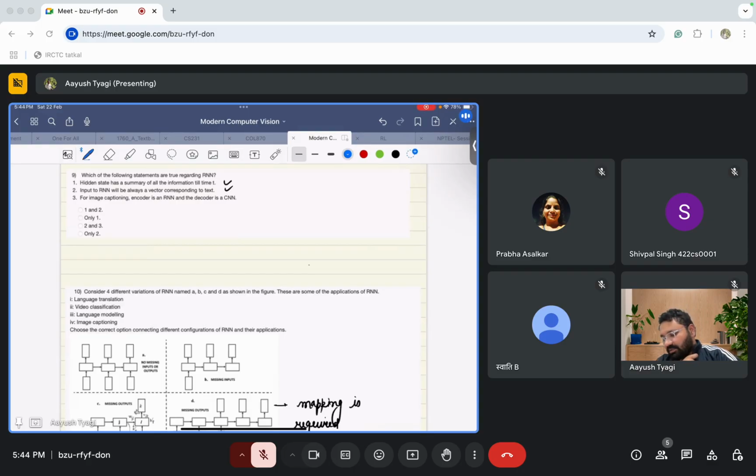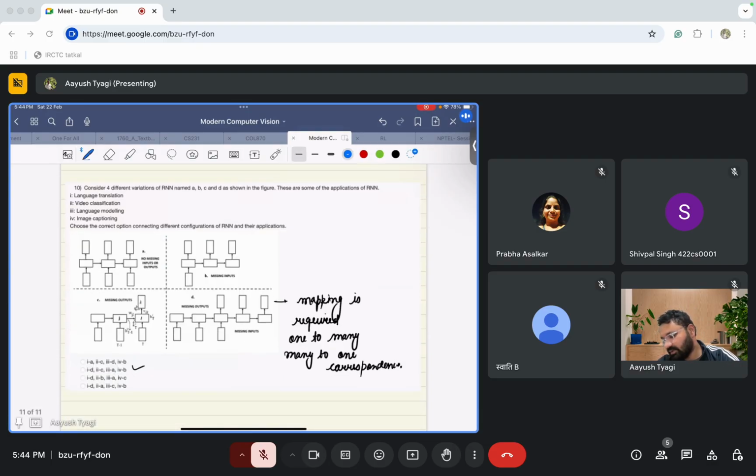For image captioning, the encoder is RNN and the decoder is a CNN. The captioning is basically, whenever given an image, you are providing the content of the image, like some sort of summarization or generating captions. So the input is a CNN and the output is an RNN.